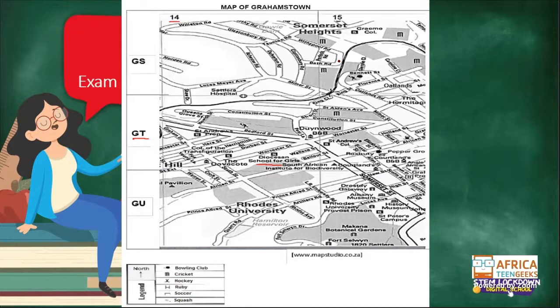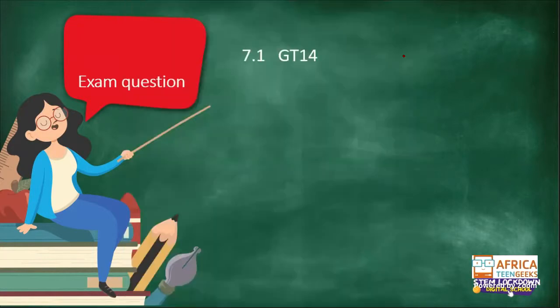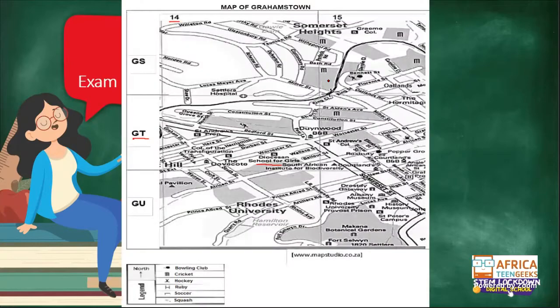Okay, for cricket fields, obviously it's not written anywhere on the map. So you need to look at your key or your legend. So this symbol, M looking symbol, represents cricket. So there are 1, 2, 3, 4, 5 M's. So the correct answer is 5. Well done to all of you. The correct answer is 5. So we're moving quickly today.